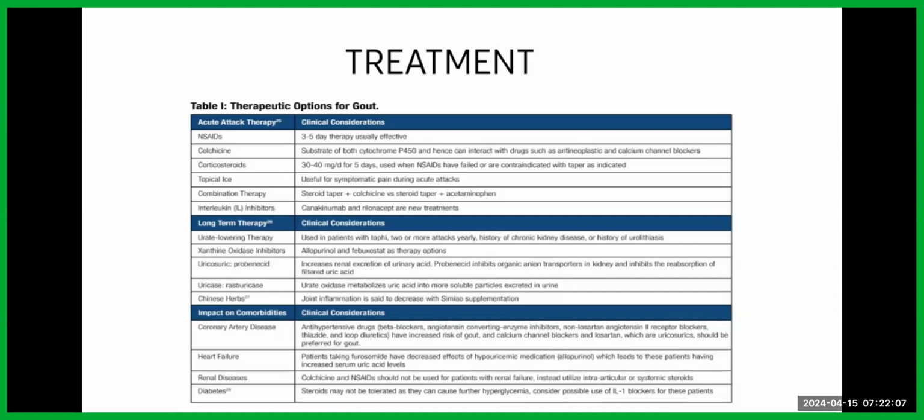You also need to prevent further attack. So you can see those that are used for the acute attack. The list of drugs includes NSAIDs, colchicine, steroids, topical combination therapy, and interleukin-1 inhibitors.